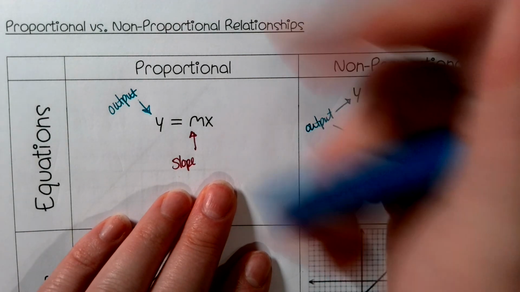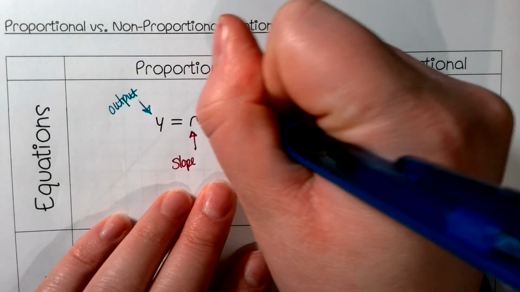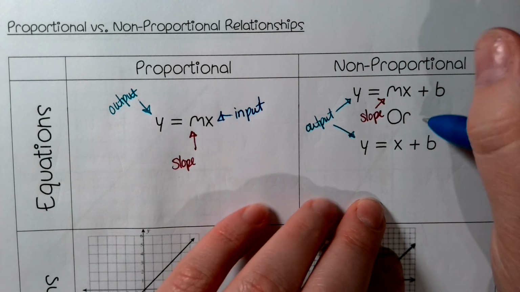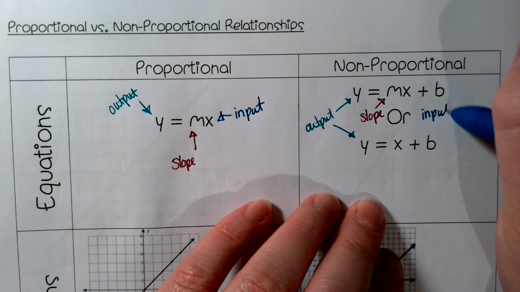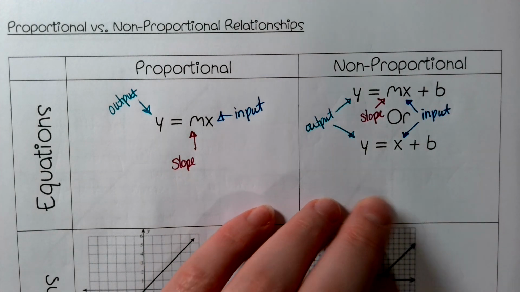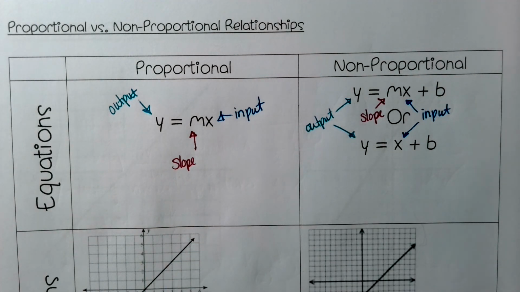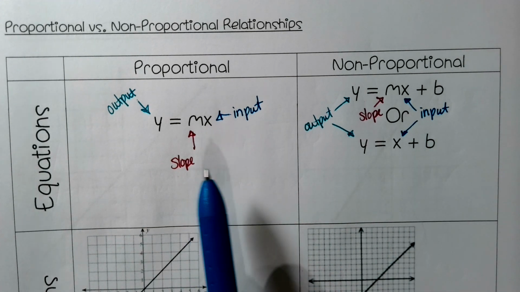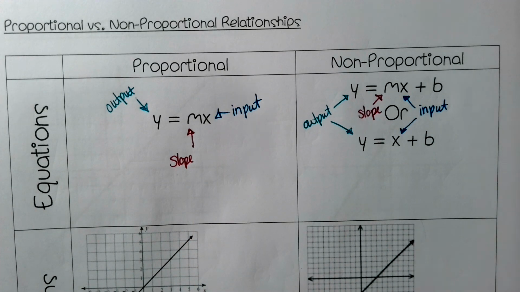The x is the input, what I'm starting with. My starting number that I'm plugging into the rule. And then what makes a non-proportional graph or equation different than a proportional equation is that it has a b.